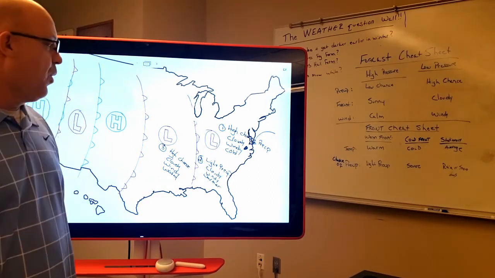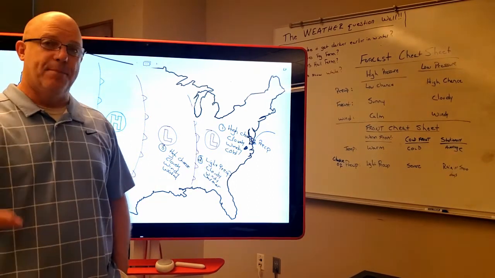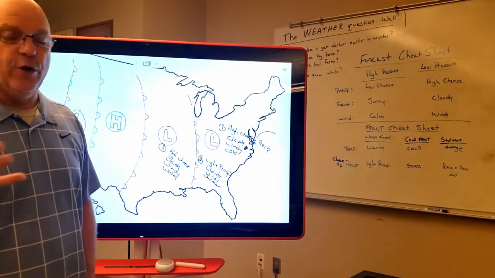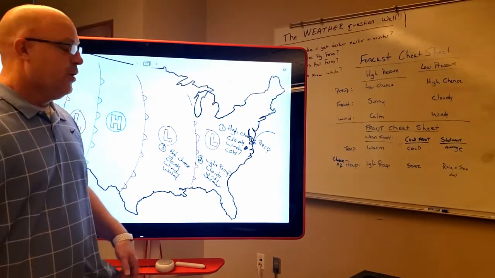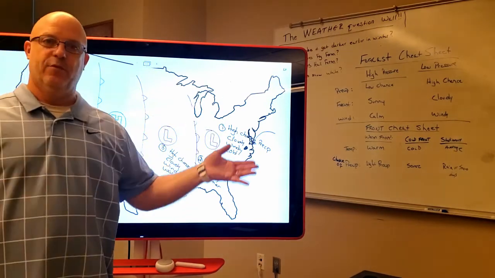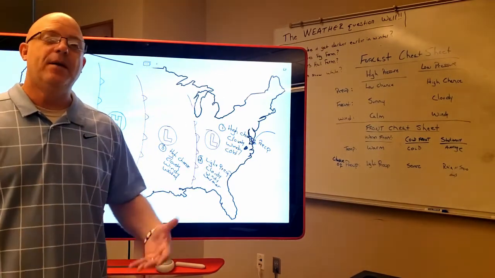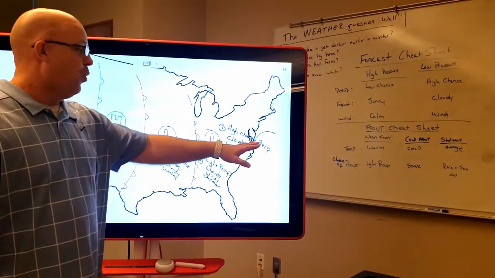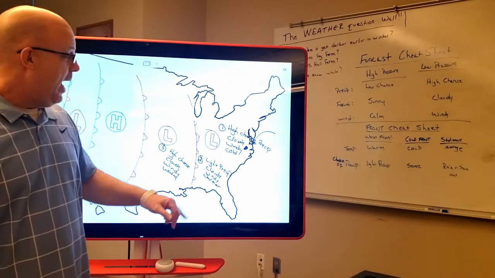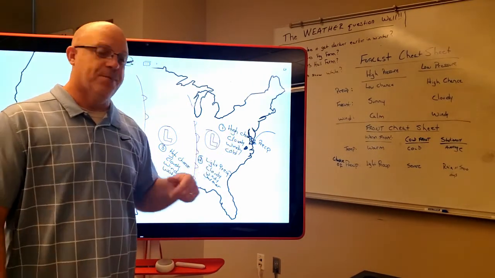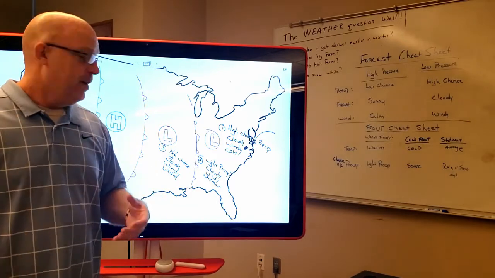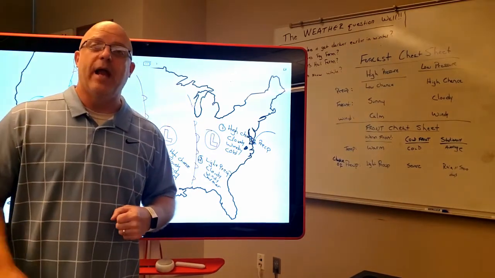And this is how you write a forecast. So if you were getting up to do your presentation, well, for you guys, it'll be record your presentation, you're going to tell me, for example, ladies and gentlemen, my forecast is for Washington, D.C. Today, you can expect a high chance of precipitation. It's going to be cloudy, windy, and colder than average.